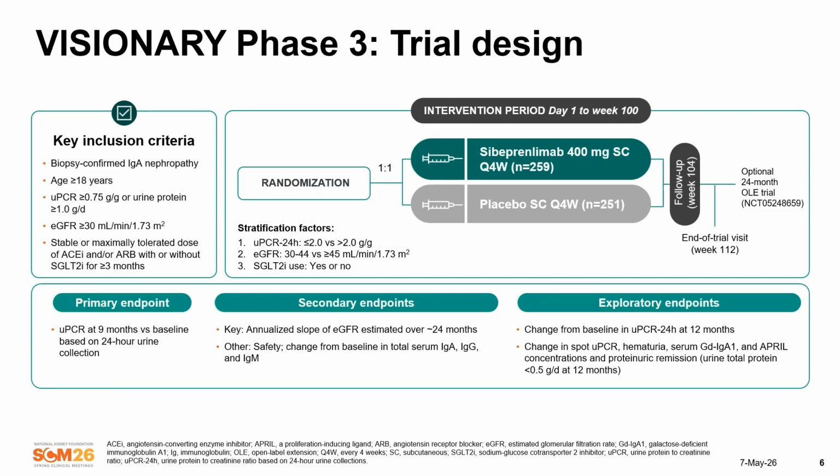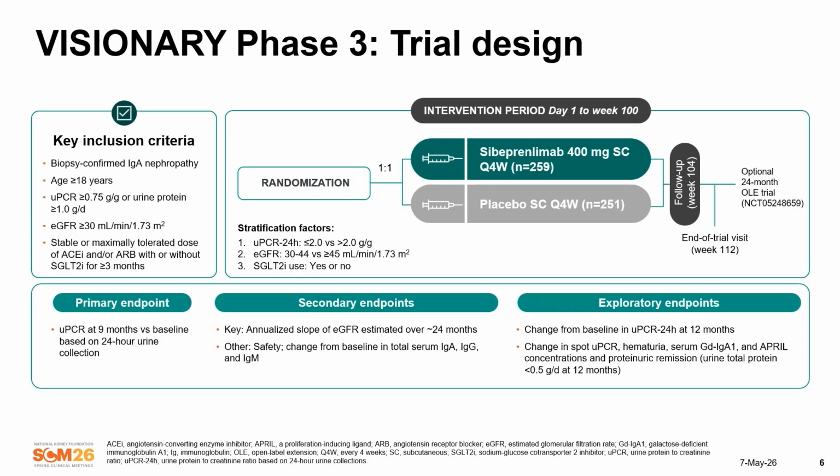The VISIONARY trial was a phase 3 global trial that enrolled adult patients with biopsy-proven IgA nephropathy. They had to have persistent proteinuria of more than 0.75 gram per gram or more than 1 gram per day on a 24-hour urine collection. eGFR had to be relatively preserved, more than 30 milliliters per minute, and they had to be on stable doses of RAS inhibition, ACE or ARB. They could be on an SGLT2 inhibitor, but again, they had to be on stable doses for at least 3 months before study entry. They were then randomized to receive sibeprenlimab 400 milligrams subcutaneously every 4 weeks versus placebo.